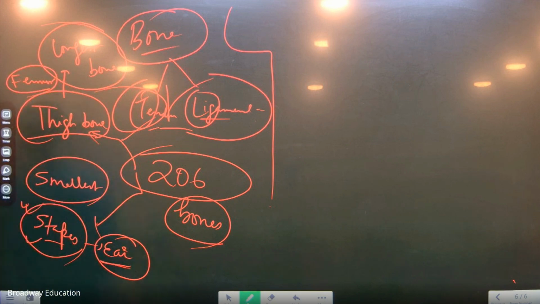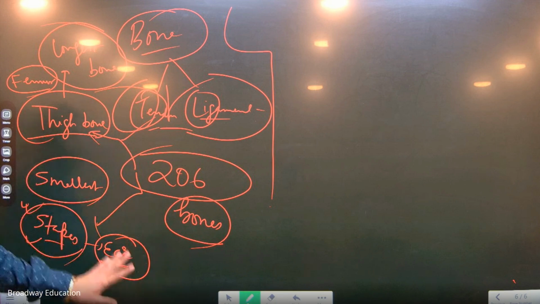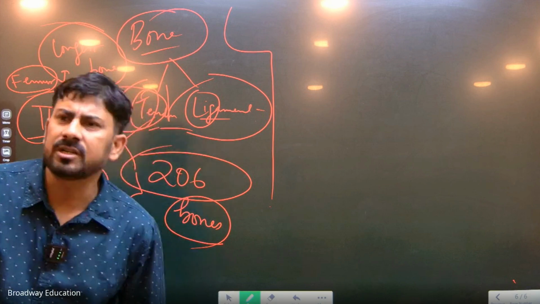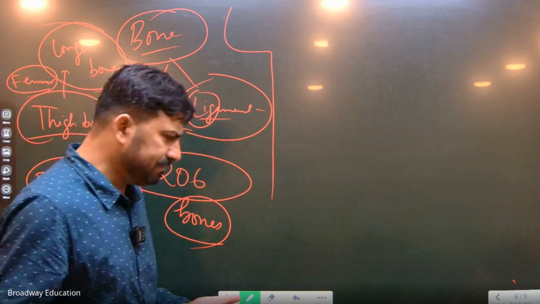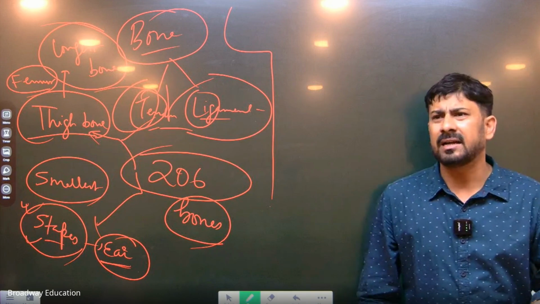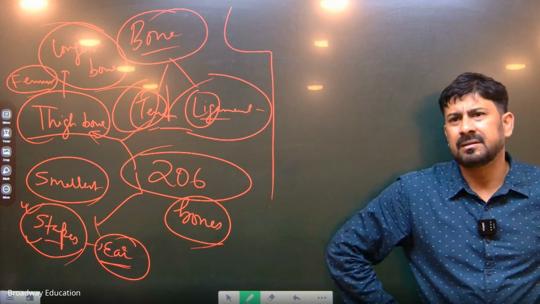Sorry. In hand we have ulna, radius, etc., etc. Various bones are there. But for your knowledge, you remember that this thigh bone is the longest bone of the body. Is this part clear? Now, if I talk about the child and all, right, or infants and all, how many bones in infants they have?